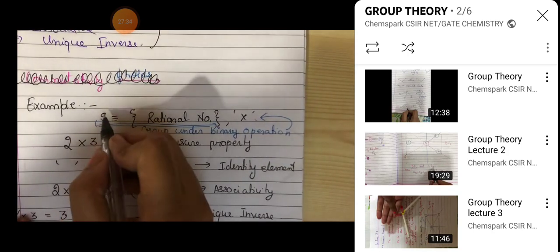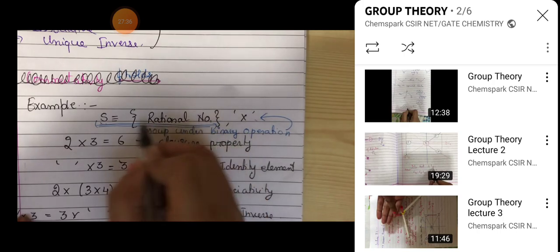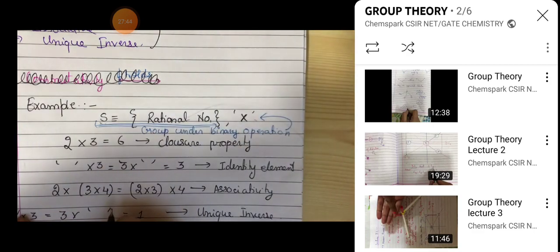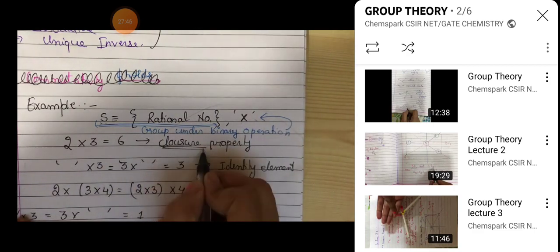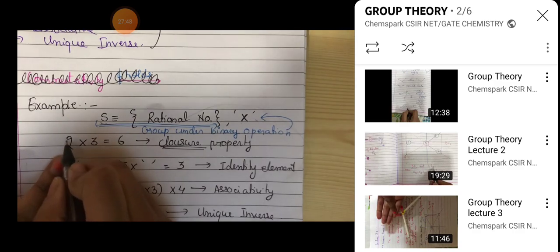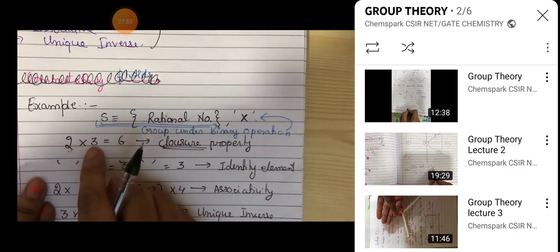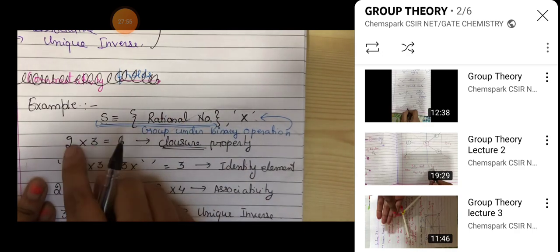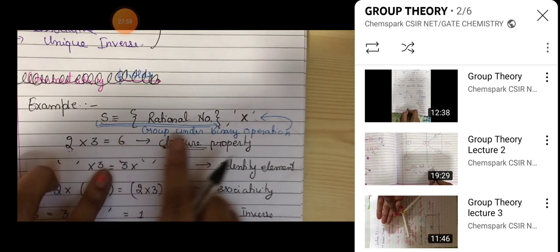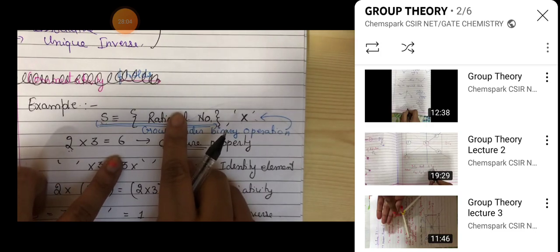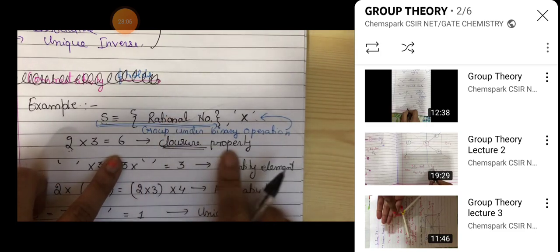Suppose I consider S as the set of rational numbers, and multiplication is the binary operation which I am providing to this set. The very first property, that is the closure property, says that if I consider one number from this set and another number from this set, 2 and 3, both are rational numbers, and if I do this operation on these numbers, I'll get 6, which is also a rational number. Now that also belongs to set S. Okay, so this is called the closure property.